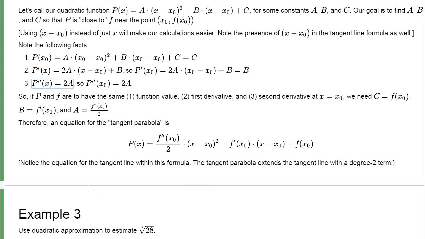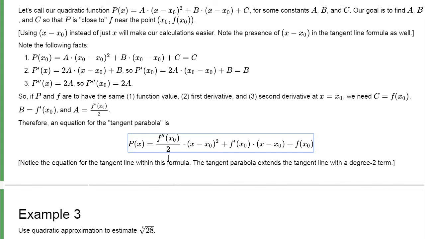Finally, take the second derivative of p, and it happens to be 2a. All the x's are gone by now. So when I plug in x sub 0, I still get 2a. P double prime is a constant. I want p double prime and f double prime to be the same. In order to do that, a needs to be f double prime divided by 2. So when you multiply a times 2, 2a, this 2 will cancel, and you'll get p double prime equals f double prime. Okay? So if I put all that together, here's the parabola I want.